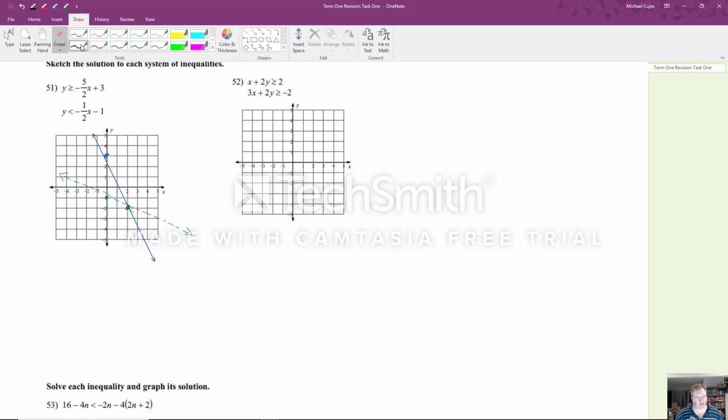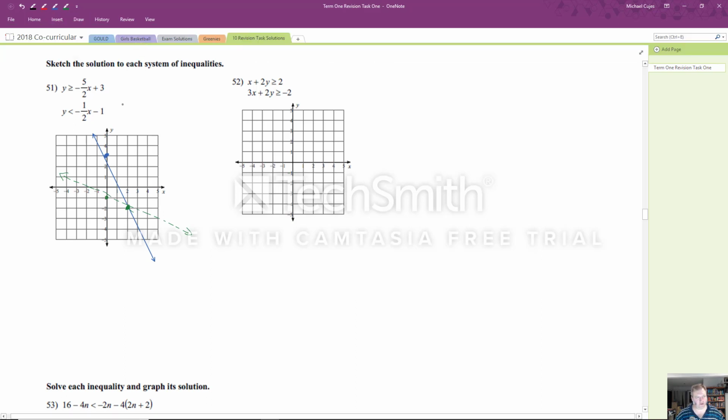Now, how do we test which side of the line we want? We, of course, test the origin. If I sub in 0, 0 into the first equation here, 0 is greater than or equal to negative 5 over 2 times 0, which is 0, plus 3. So is 0 greater than or equal to 3? No. So for that first line, I want the side which the origin is not on. So I'm going to want to the right of that first line.